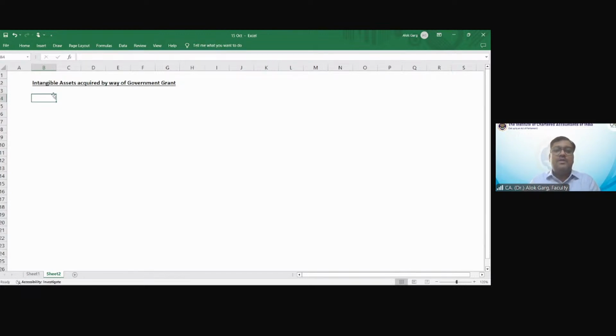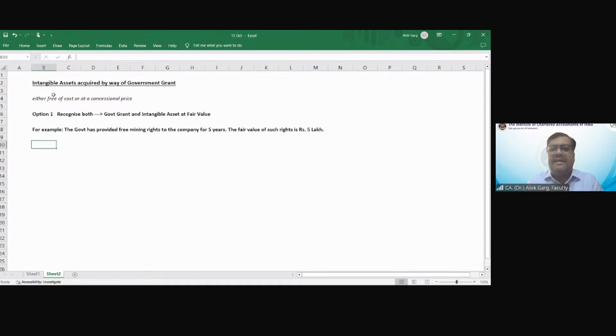Correct? So this intangible asset acquired by government grant has to be either free of cost or at a concessional price. Option number 1: recognize both the government grant and the intangible asset at fair value. And what is the example? For example, the government has provided free mining rights to the company for 5 years. The fair value of such right is 5 lakh rupees. What is the accounting entry? Mining right intangible asset account debit to deferred government grant.